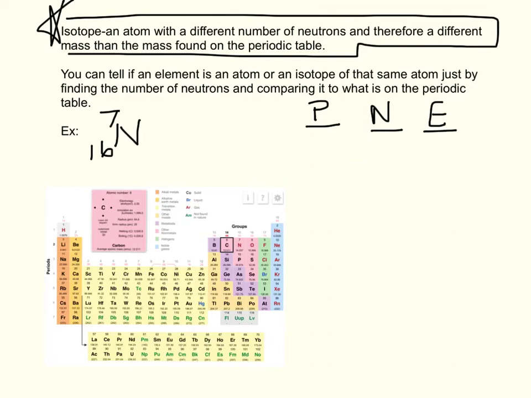Nitrogen is number 7. So it's 7 protons. There's no charge, so I have 7 electrons. Whenever you have no charge, protons and electrons are the same. Neutrons, I'm going to take the mass, 16, minus 7. I'm going to get 9 neutrons. Now I know this is an isotope because this mass is different from the one on the periodic table. The one on the periodic table is about 14, and this one says 16, and that's how I know it's an isotope.